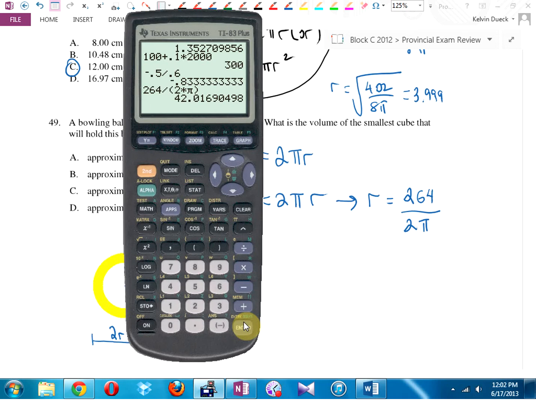No, I didn't get that. Did you put the bottom in brackets? You have to, because there's 2 numbers in the bottom. If you go 264 divided by 2 times pi, it thinks you want to multiply the pi unless you put it in brackets. Then that's the only way it knows you're dividing both. Or you could go like this, 264 divided by 2 divided by pi. Tell the calculator I'm dividing each one by 1, and that also will give you the 42.017.